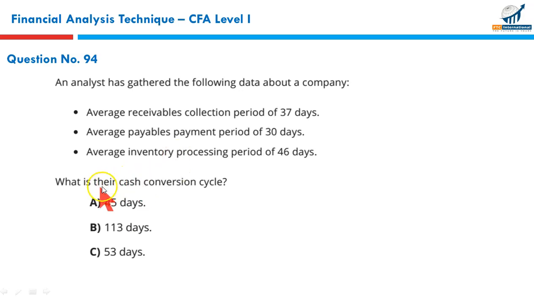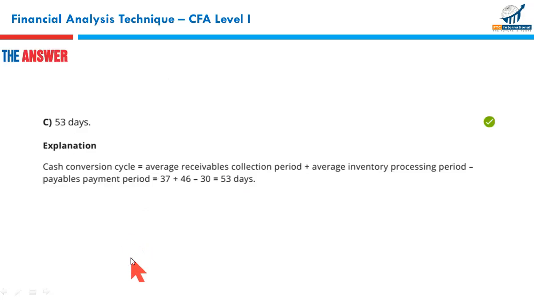So in this question, we just need to find the cash conversion cycle. We have already been given the receivable collection period 37, average inventory processing period 46. So total 83 is the operating cycle. If from this we deduct 30, the average payable payment period, you get your cash conversion cycle, that is 53, and 53 it is.